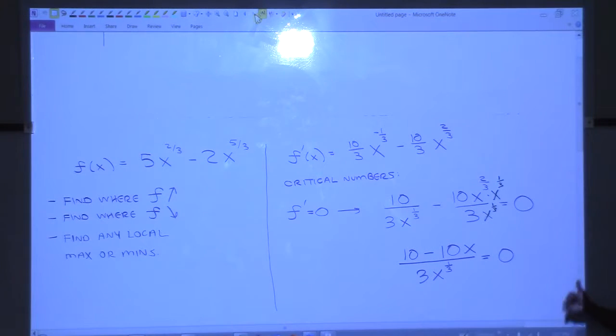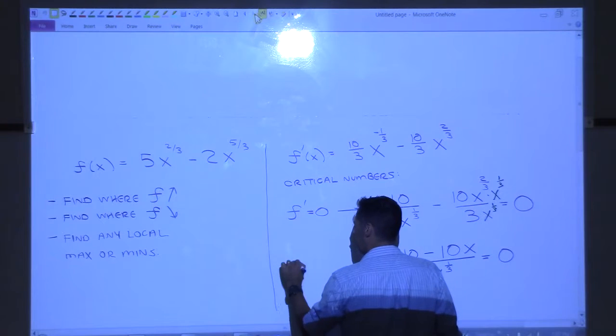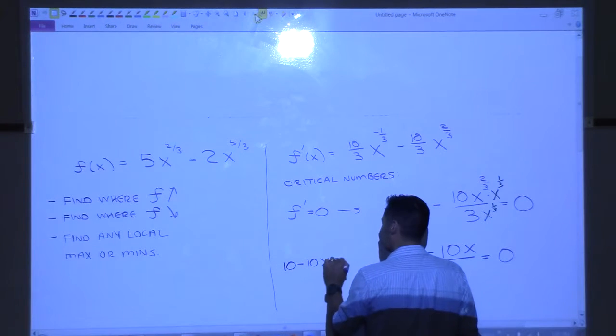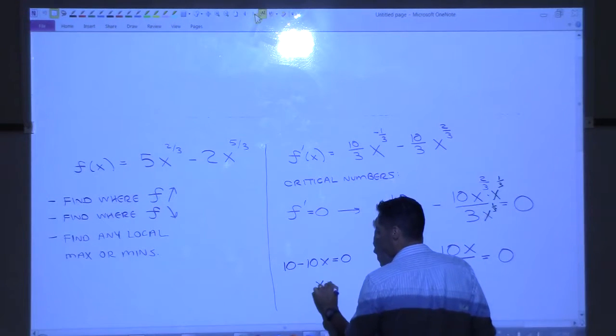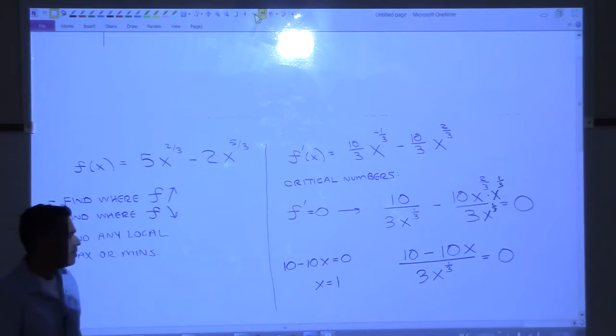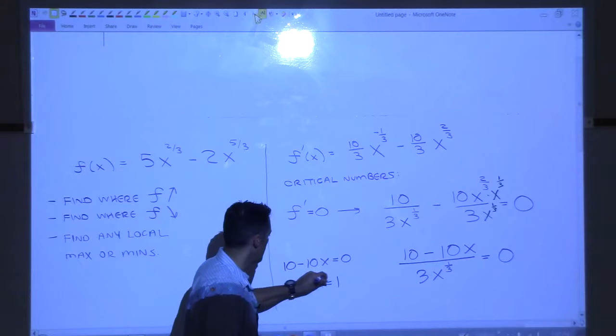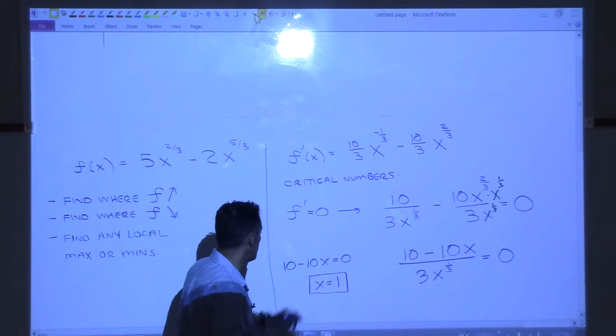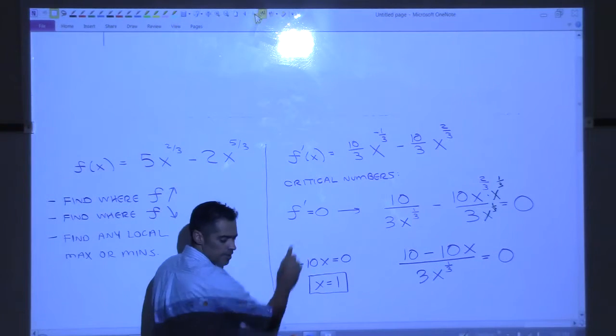So now we have a fraction equals 0. The only time a fraction can equal 0 is if the numerator is 0. Question? No? Okay. So all I have to do now is set the top equal to 0. 10 minus 10x equals 0. And solving that, you should get x equals 1. So we have one solution here. That is one critical number we get when we set the derivative equal to 0.